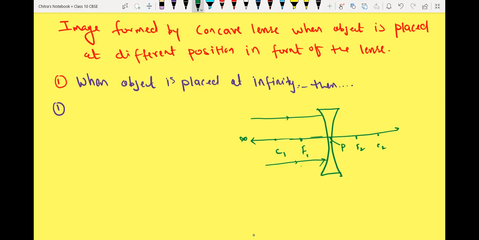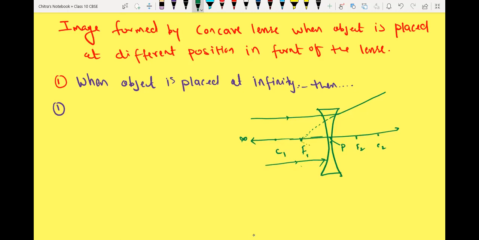Now we will first draw the ray diagram. We have already gone through the laws of reflection or refraction of light by the lens. Whenever light is incident on the lens parallel to the principal axis, it diverges and appears to be passing through the focus. So the light ray will pass from here like this. And if we draw it back, it seems like it is coming from the focus.